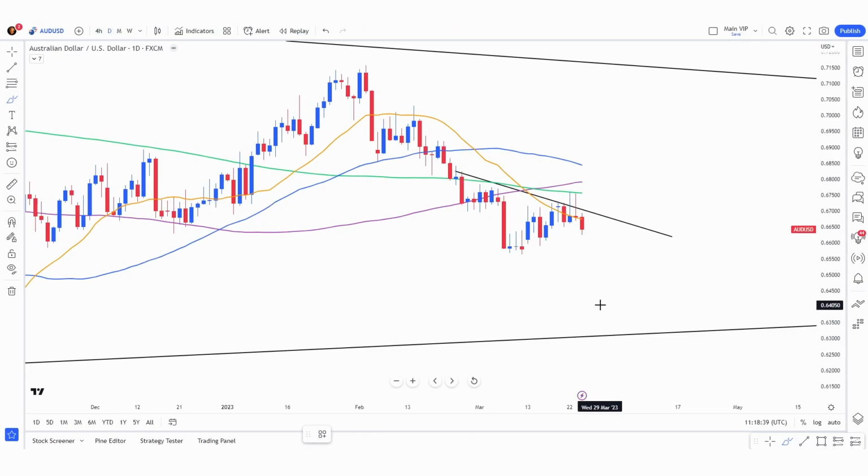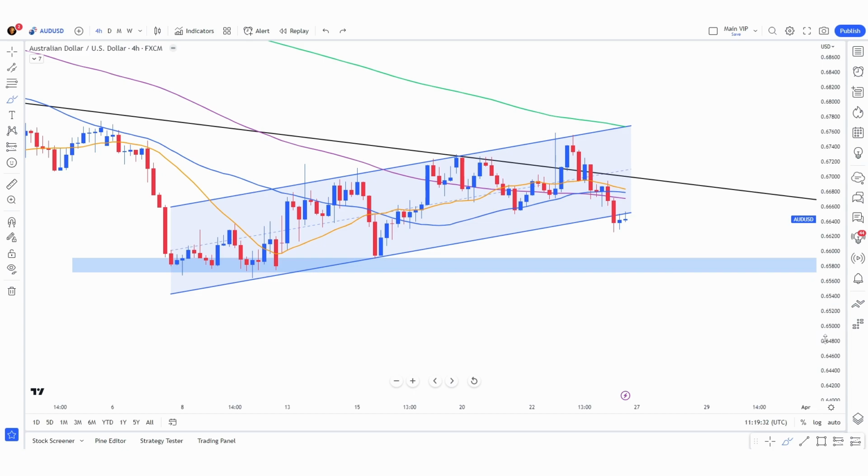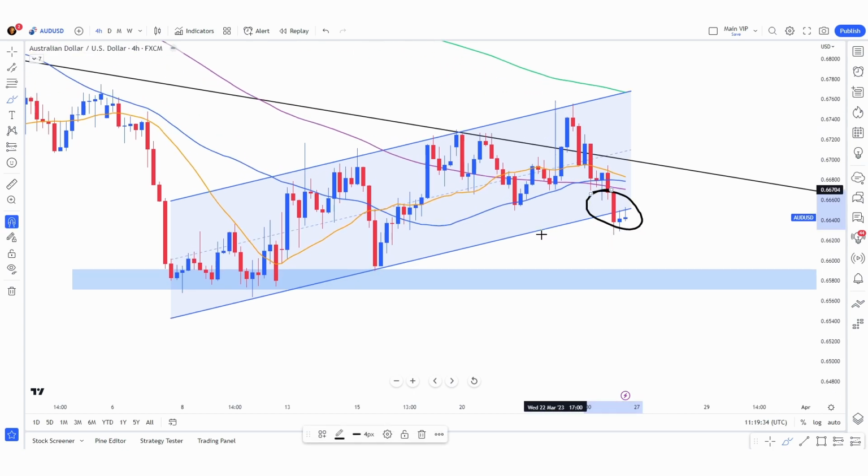So Aussie US dollar monthly and weekly are trending towards the downside nicely. Daily time frame just over here, nice little squeeze pattern. We can just add this little area of support over here. So the 4-hour time frame, you could say we were on this little channel over here. I do believe that it has been broken now.